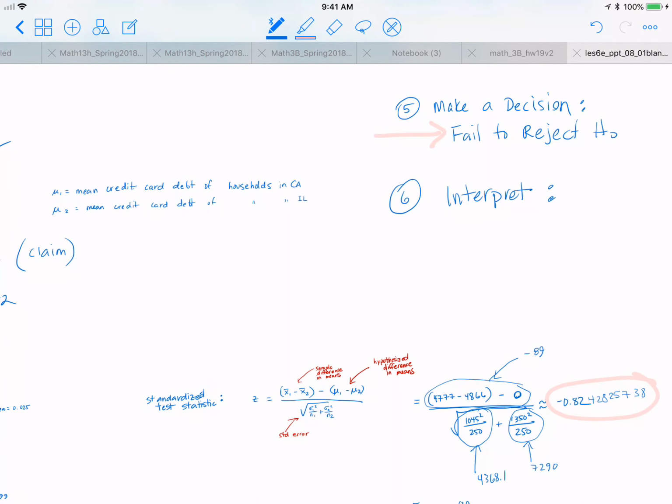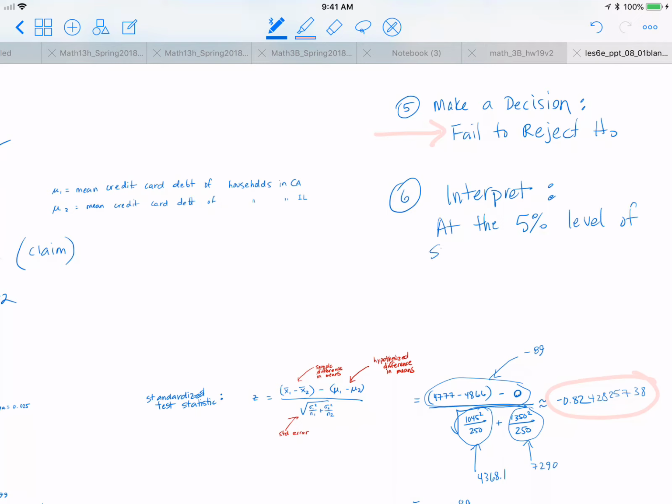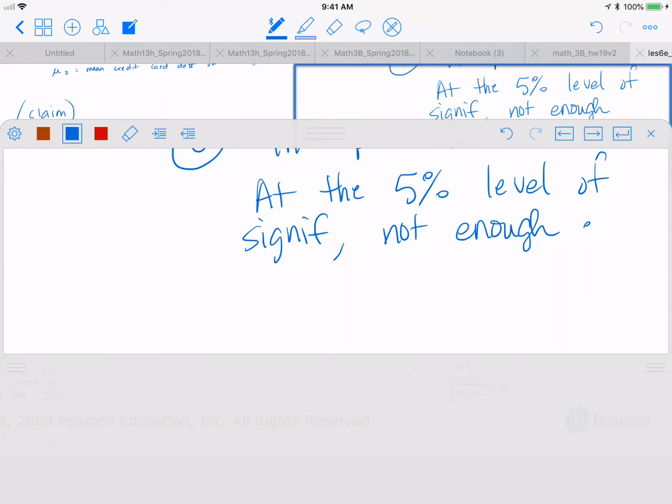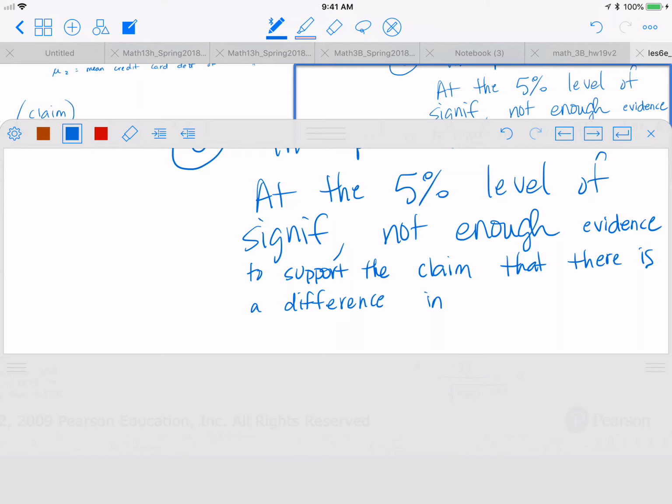So at the 5% level of significance, not enough evidence to support the claim that there is a difference in average credit card debts of households in California and Illinois.